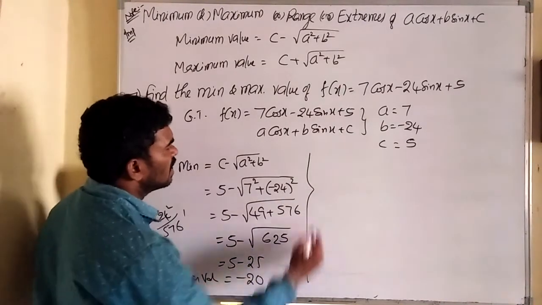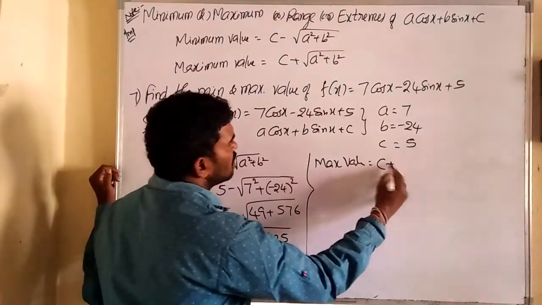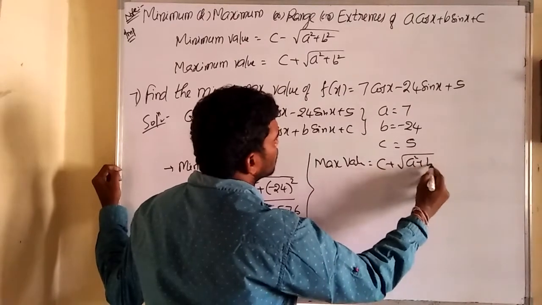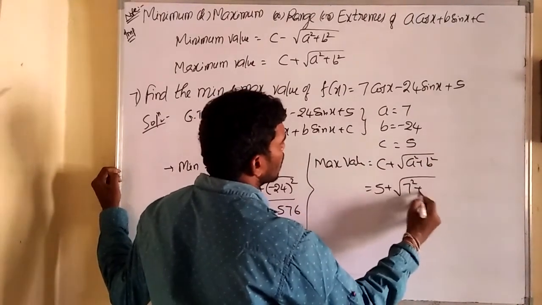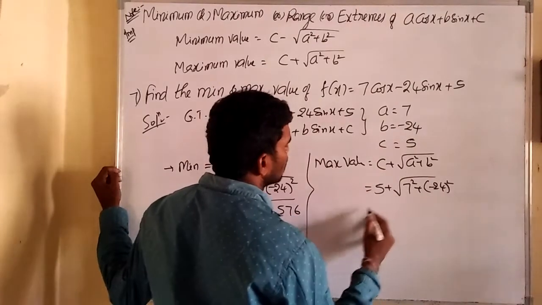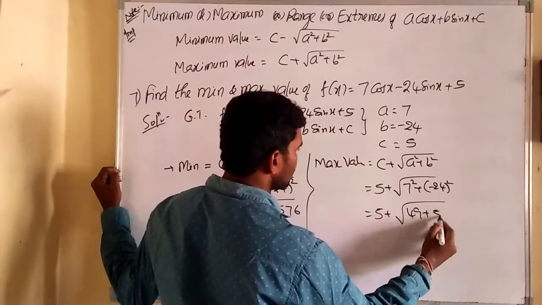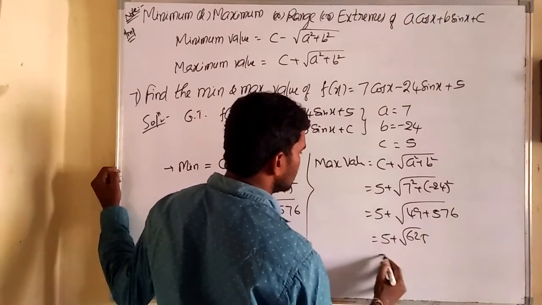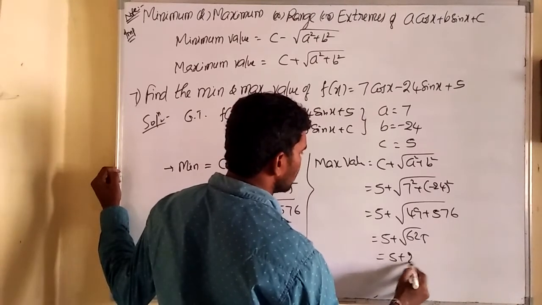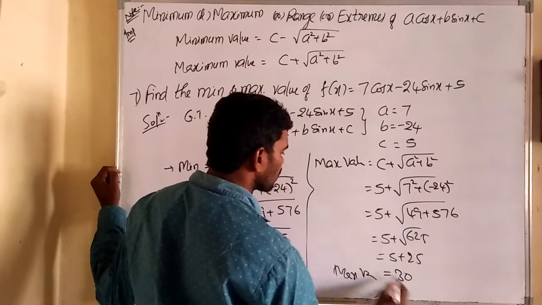And similarly, maximum value. So same process. c plus root of a square plus b square. So c means 5 plus root of a means 7 square plus minus 24 whole square. This is called 5 plus root of 49 plus how much? 576, which is called 5 plus root 625, equal to 5 plus 25, which is equal to 30. That is the maximum value. Okay na?